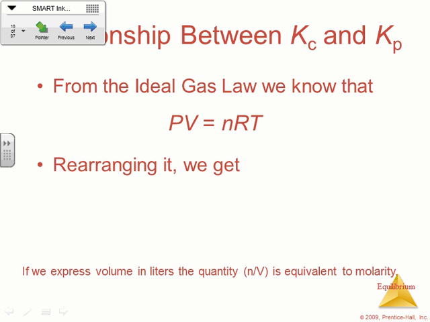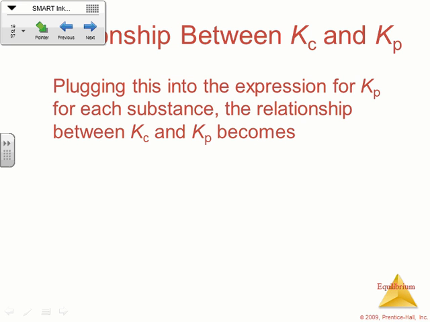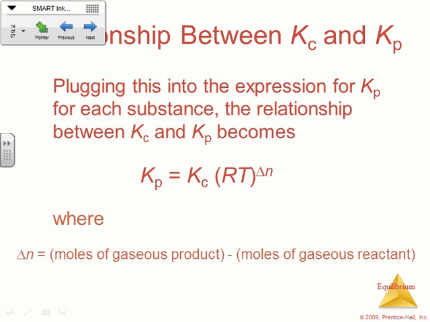So you use PV equals nRT. If you rearrange this, you can solve for pressure here. Pressure equals n over V times RT. n over V is actually the same thing as molarity, right? So this right here can become concentration. That's really confusing because usually in the gas law equations, big M stands for molar mass. But in this case, it stands for molarity. So you've got pressure equal to molarity times the R value times the temperature. And so if you plug that into the Kp expression for each of the substances, what you're going to end up with here is this equation.